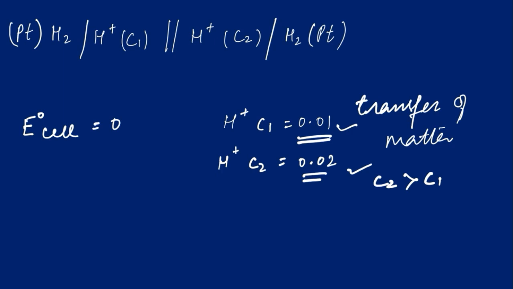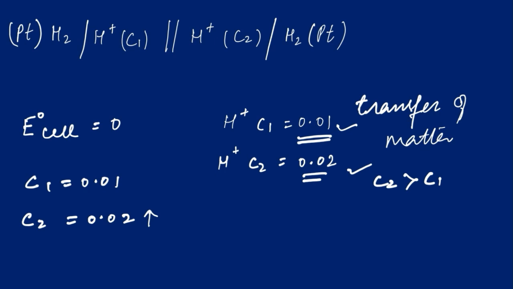In such cells, the current is generated because of the difference in the concentration of electrolyte in both the half cells. Since C2 is greater than C1, current will flow as long as the concentration is different. The moment the concentration of electrolyte becomes the same in both the half cells, the current stops. So, as can be seen, C1 is 0.01 and C2 is 0.02, so C2 is greater than C1.